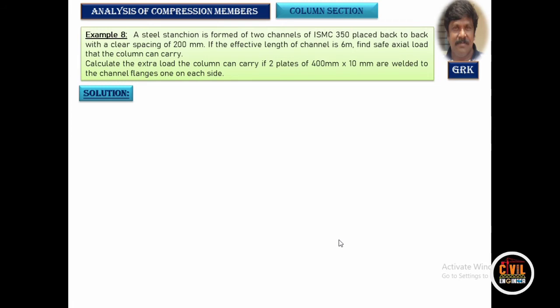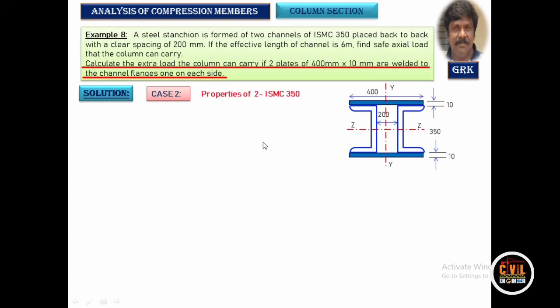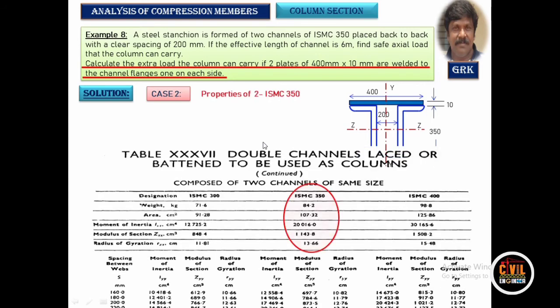Now we will look into the second part, case 2, where additional cover plates have to be provided on either side of the flanges of size 400 mm by 10 mm. Like this, we have provided the cover plates at top and bottom, or on either side of the flanges. Let us see how much extra load it can carry if you connect it like this. So the properties remain the same for the I sections. Now we are not going to look into the radius of gyration, we are going to take the moment of inertia into consideration so that we will calculate the radius of gyration.